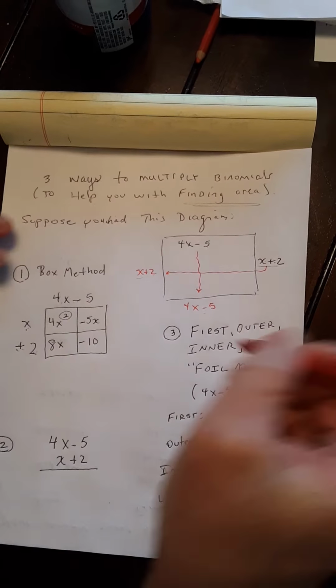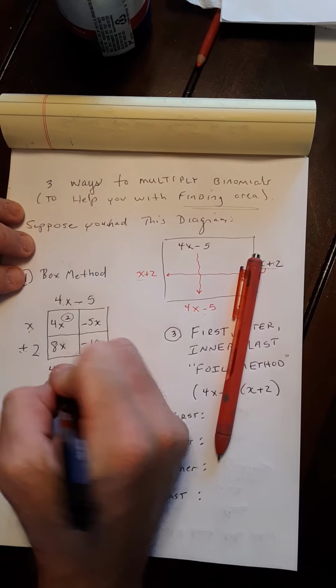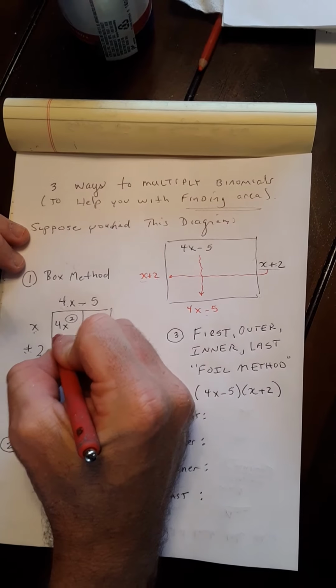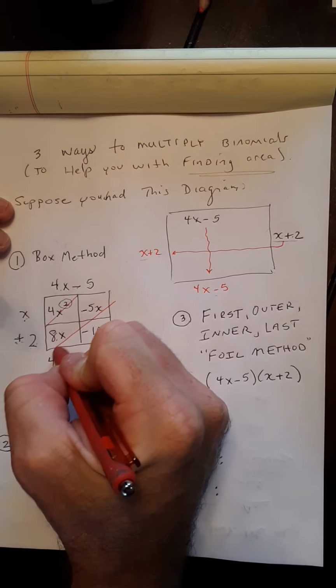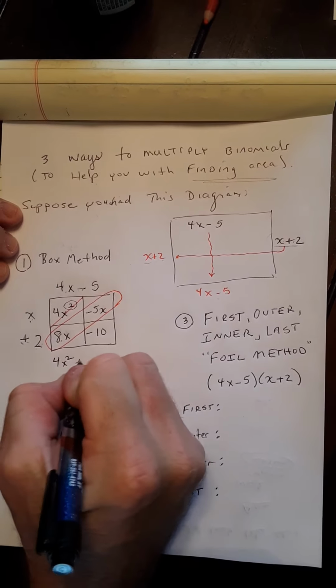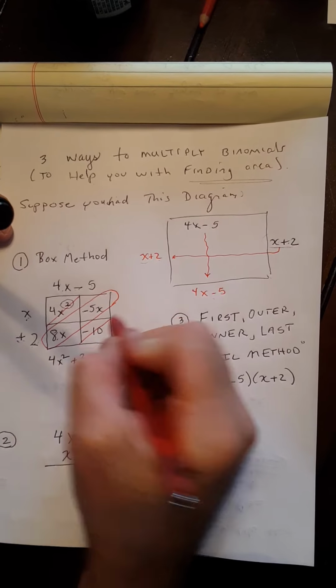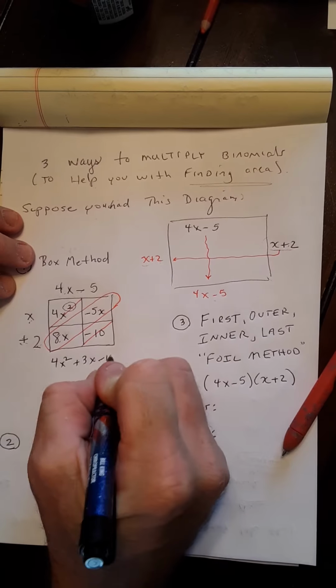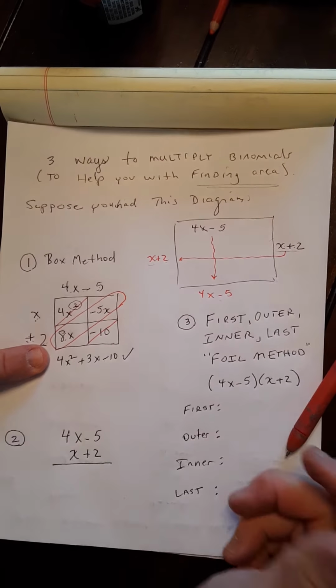Now I've got to combine like terms. Well, there's only 4x squareds, so I've taken care of that. But I've got 8x and a negative 5x. So 8x minus 5x is just 3x. And then lastly, I've got that negative 10. I'm done. That's the area of this region.